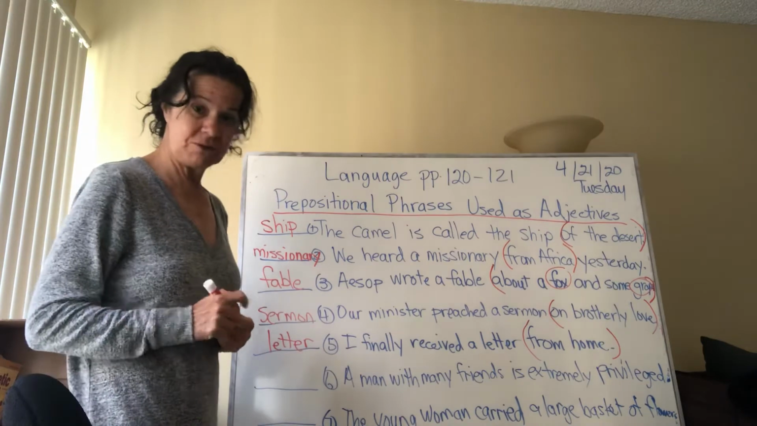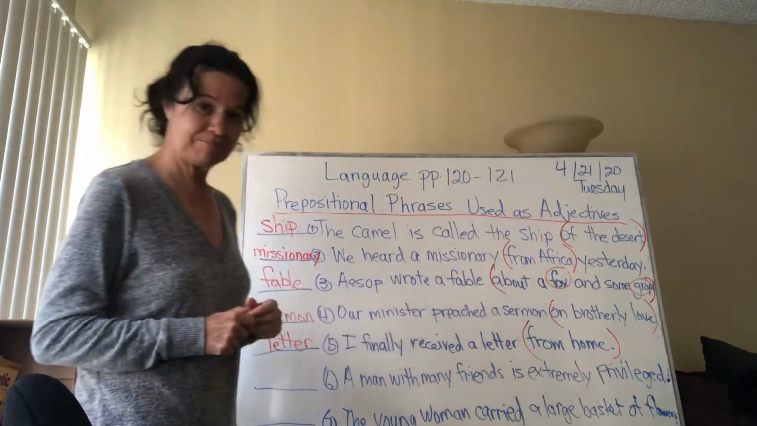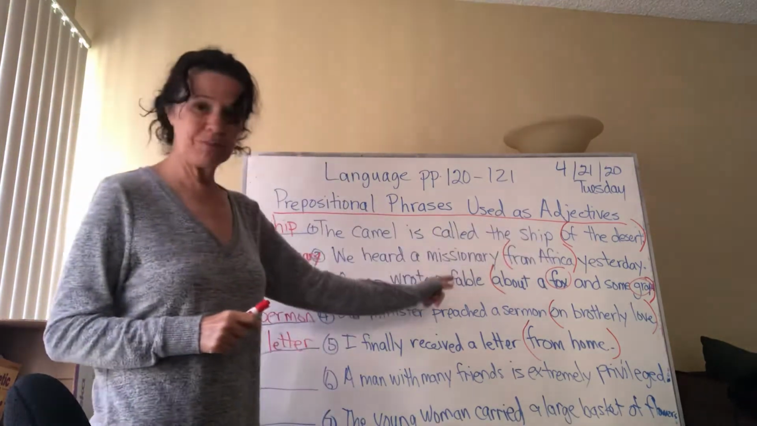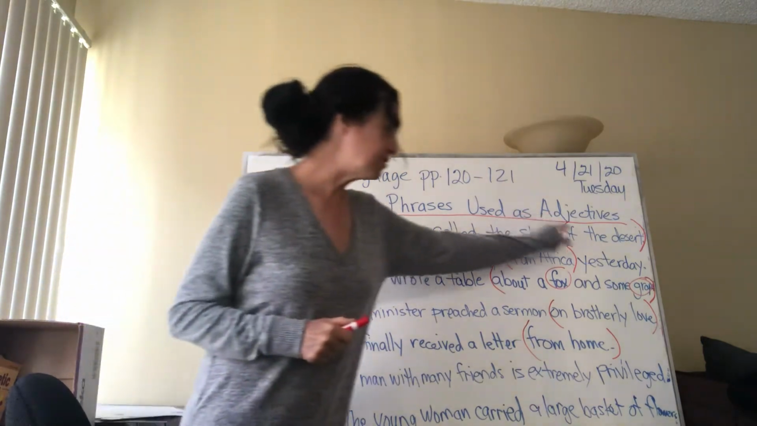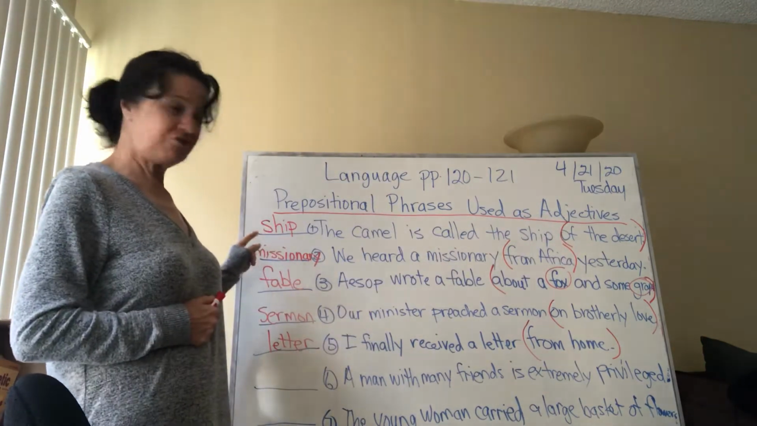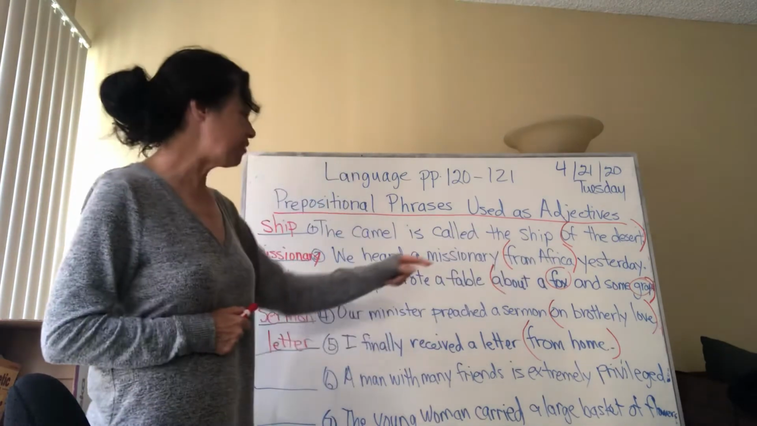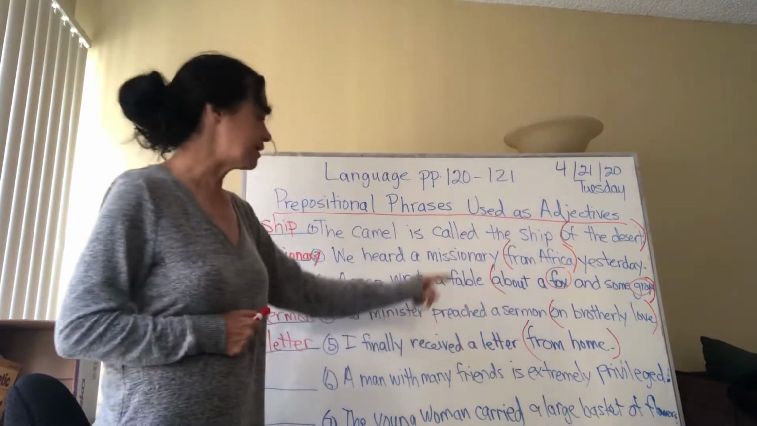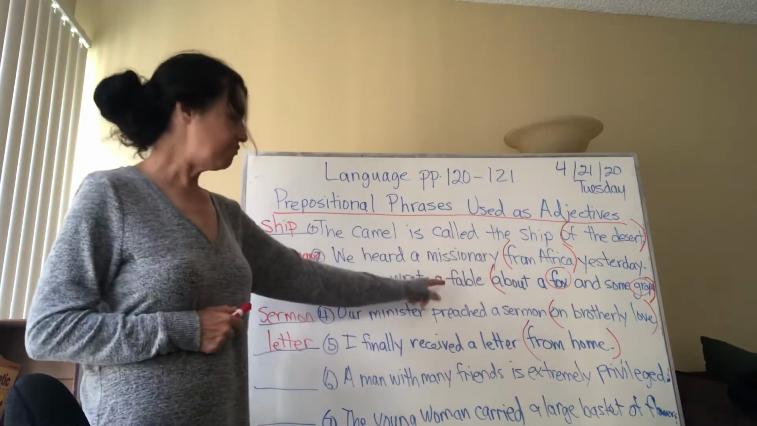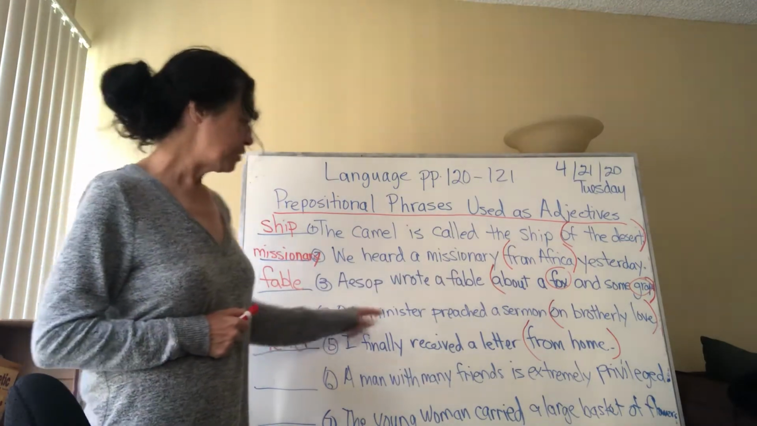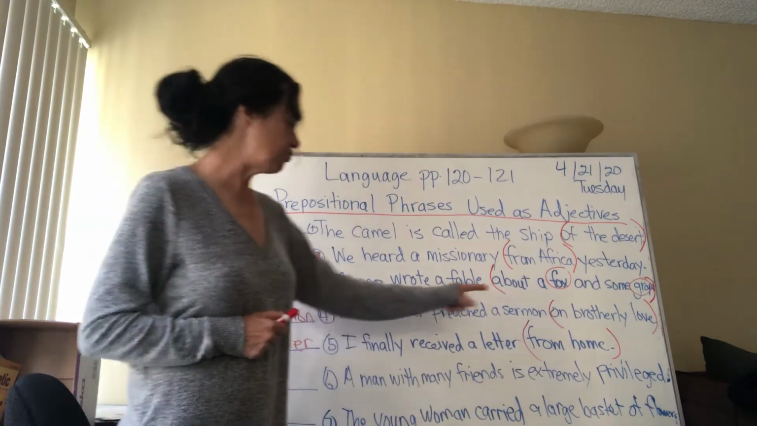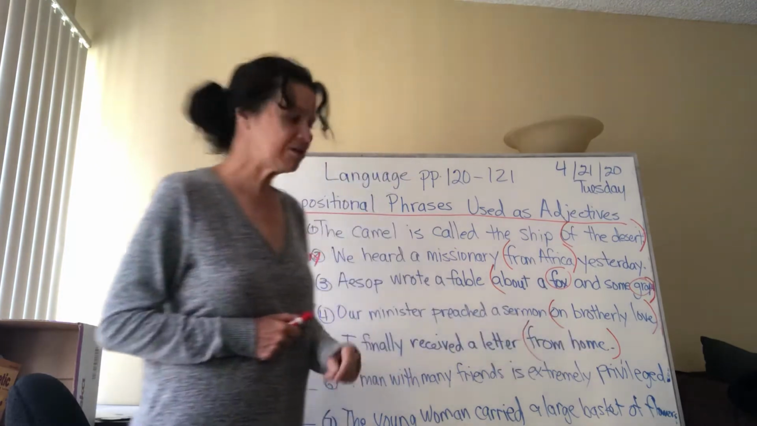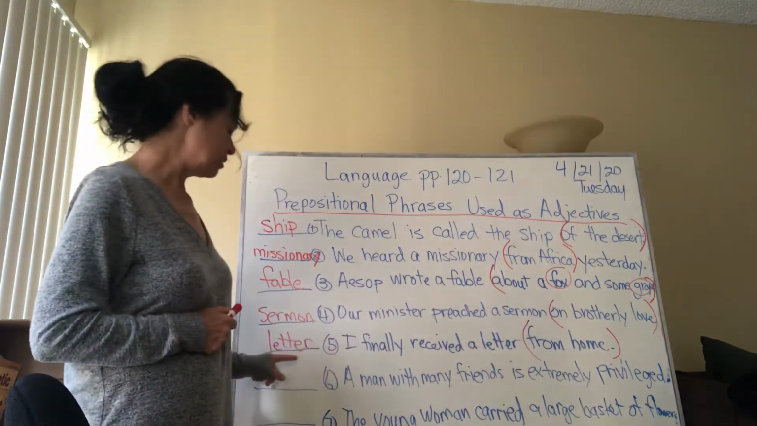So once again, what we're doing, step 1, is we're finding the prepositional phrases. And all of these are used as adjectives. And we're finding out which noun the prepositional phrase is modifying. So of the desert is modifying the noun ship. So we write ship in the blank. From Africa is modifying the noun missionary. So we write missionary in the blank. About a fox and some grapes is a prepositional phrase modifying the noun fable. On brotherly love is a prepositional phrase modifying the noun sermon. From home is a prepositional phrase modifying the noun letter.